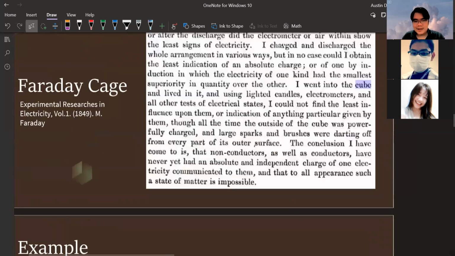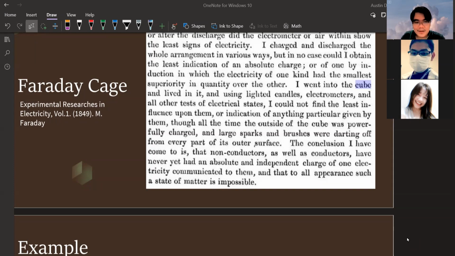Okay, so kung mababasa nyo, kung nagbasa kayo sa Griffiths, kung nagbasa na kayo ng part na to, may comment si Griffiths sa Faraday cage. Sabi niya, basahin ko na lang: this is why you are relatively safe inside a metal car during a thunderstorm.